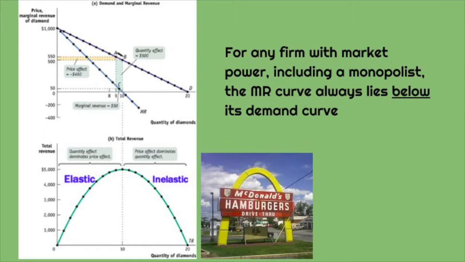Now I want you to also take notice that the top of the total revenue curve, the top of that arch, or the maximum revenue, is where the marginal revenue is equal to 0. If you look on the graph above it, the top of that arch, or the point of maximum revenue, is where marginal revenue is 0.